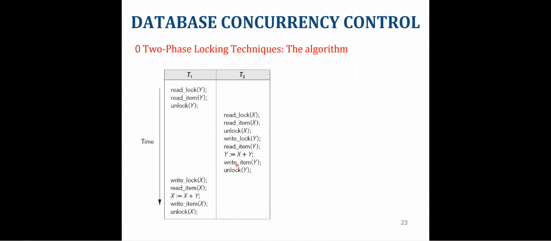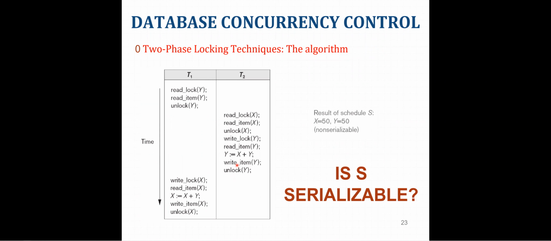What's the schedule in front of us? If you remember, this is going to be serial or non-serial. This is not serial. Okay, but is it serializable? It won't be serializable. Why? Because if you just solve it and you assign the initial values for x to be 20 and y to be 30 as the previous one, you will have x will be 50 and y is 50, which means it's not serializable.